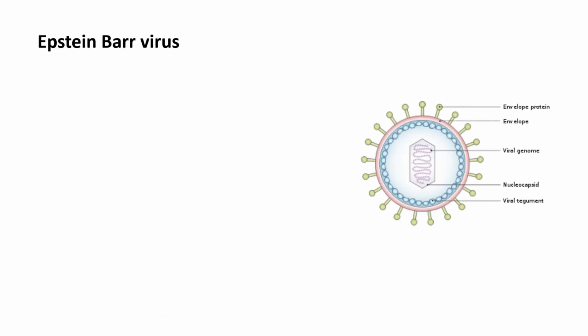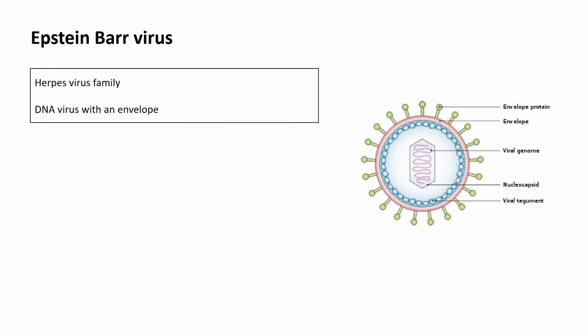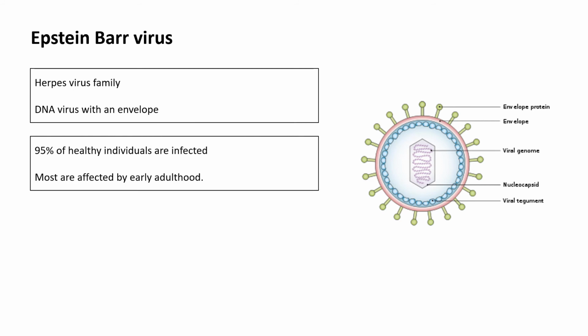That finishes infectious mononucleosis. Now we are going to discuss the Epstein-Barr virus for a few minutes. Epstein-Barr virus belongs to the herpes virus family, which is an enveloped DNA virus. EBV is ubiquitous in nature. Most people are infected by adulthood. It has been seen that 95% of healthy individuals are infected.